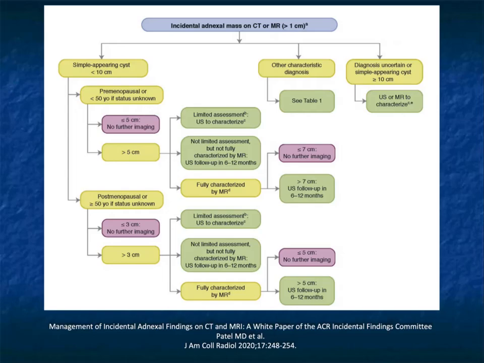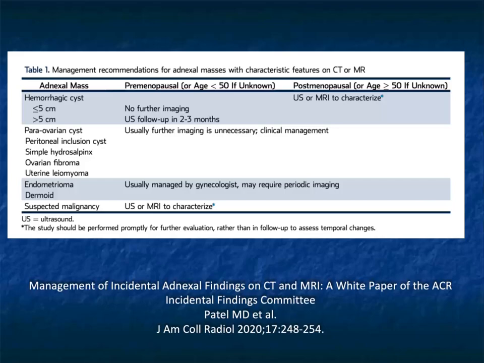Here is from the ACR guidelines, and you could see it's somewhat of a complex chart. It always is. Is it a simple cyst? Other characteristics? Is it uncertain? What exactly are we dealing with? All of these features become very, very important. And again, here's some more of the information. I think it's important to read this, but it is a challenge knowing that most of the lesions are benign, and you don't want to be more aggressive than necessary in dealing with these patients.